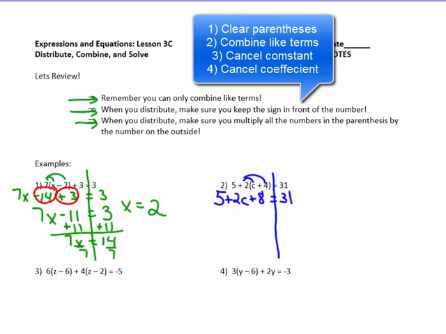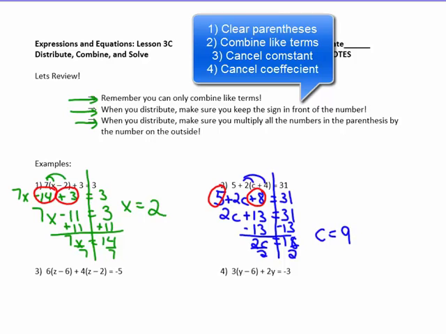Again, I'm going to look for my like terms. It's still my constants, the 5 and the 8. When I put those together, I get 13. I'm going to choose to write the 2c first, plus 13 equals 31. You absolutely could have that reversed if you wanted to. Now we have to cancel our constant, so subtract 13 from both sides. 2c is going to give me, I hope, 18. Cancel my coefficient, divide both sides by 2, so c is 9.